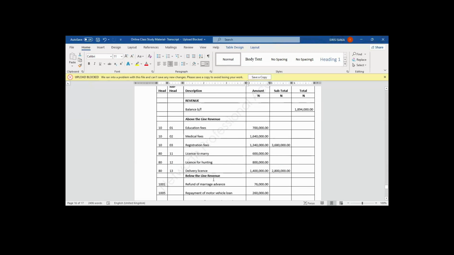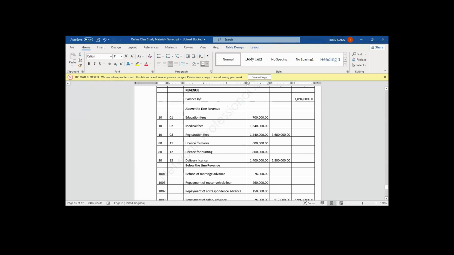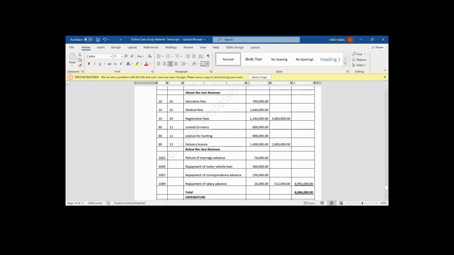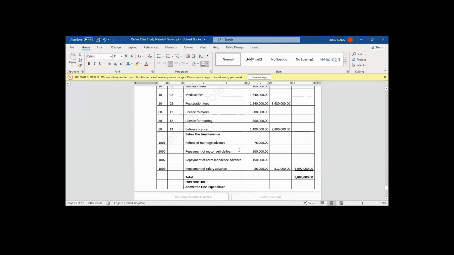You now move to below the line revenue. Below the line revenue, we have 0001, the fund for marriage advancing, 005, 007, 009. They are the same head because they started with 10. That is the reason why I'm putting them under the amount.